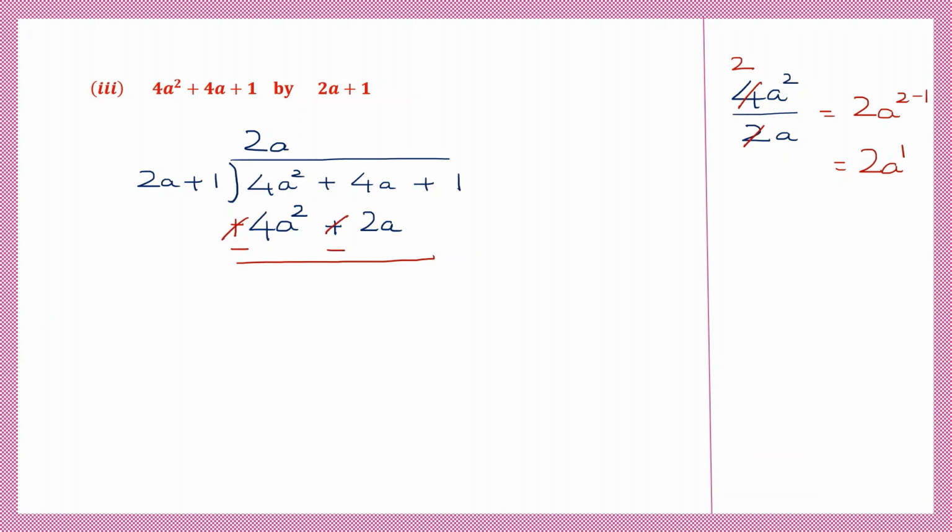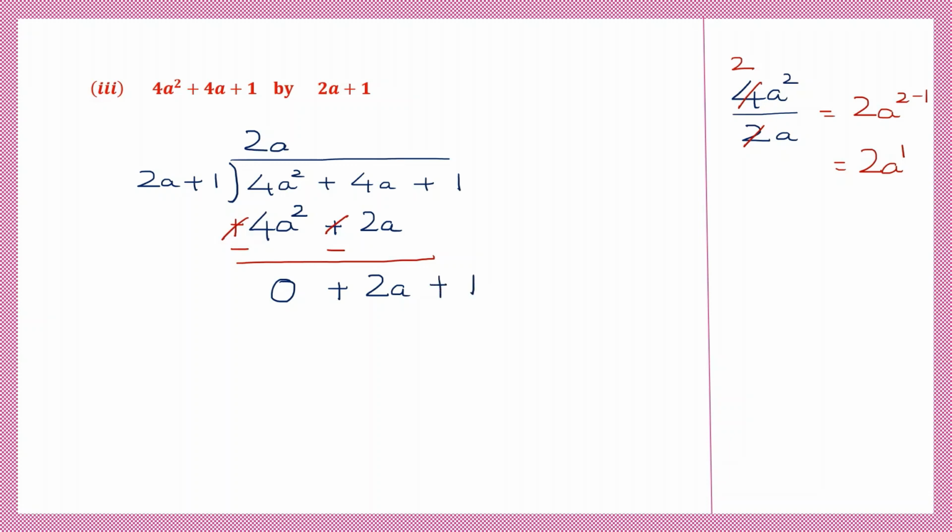So what do I have here now? I have 4a and minus 2a. So 4 minus 2 is 2. 2a, and here on this side 4a square and minus 4a square will be 0. So here I have plus 2a and I'm going to bring down the next term, that is 1.